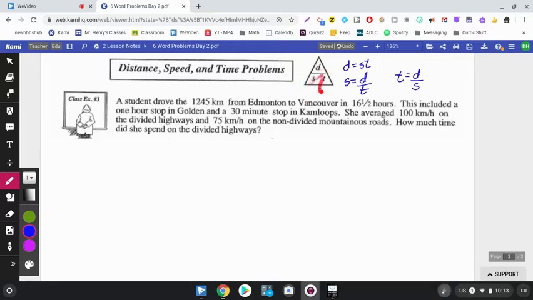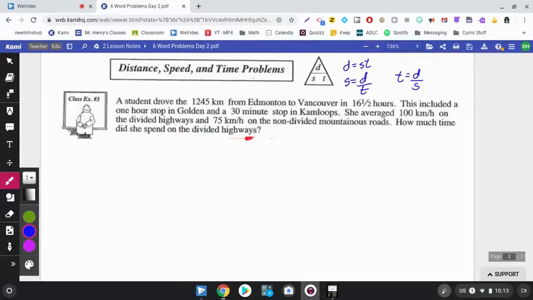It gives us that little triangle. I don't know if you've ever seen that. It's not really super important. Just know those formulas. We're going to use those a little bit, or just maybe our understanding of speed and distance. The student drove the 1,245 kilometers from Edmonton to Vancouver in 16 and a half hours. This included a 1 hour stop in Golden and a 30-minute stop in Kamloops. She averaged 100 kilometers an hour on the divided highways and 75 kilometers an hour on the non-divided mountainous roads. How much time did she spend on the divided highways?